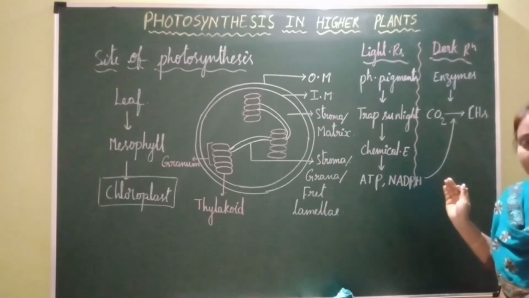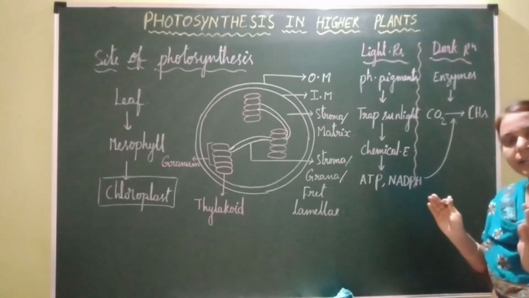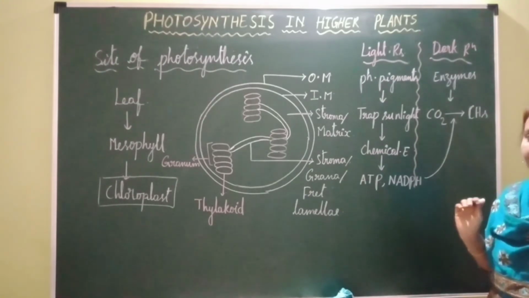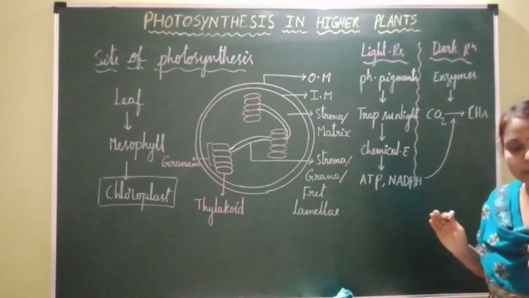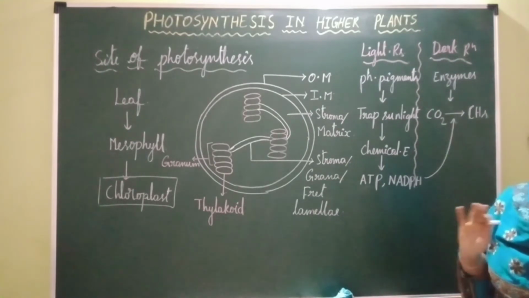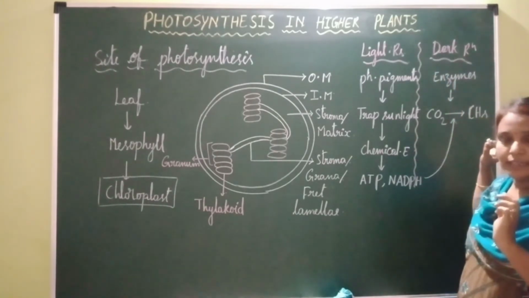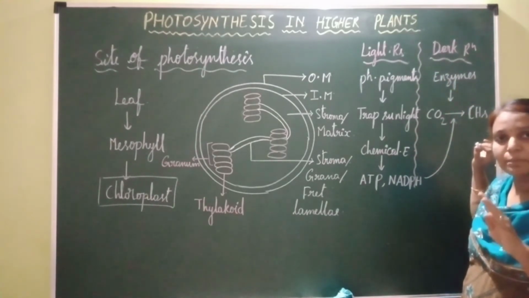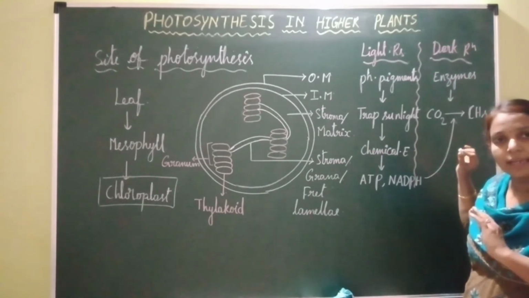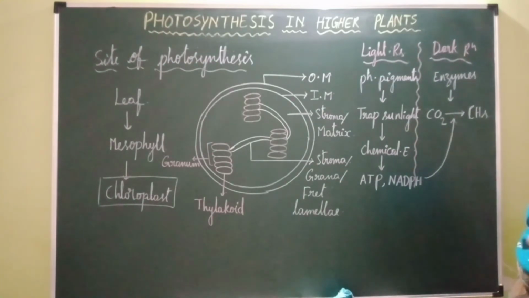We cannot say that the dark phase takes place exactly during dark. It can occur during dark, but it can occur even in the presence of light also. So we cannot say that the dark phase occurs only during dark and the light phase occurs only during light. Suppose a statement says the dark reaction is not dependent on sunlight. That statement is incorrect, because the dark reaction is indirectly dependent on sunlight. So this is about the dark reaction.